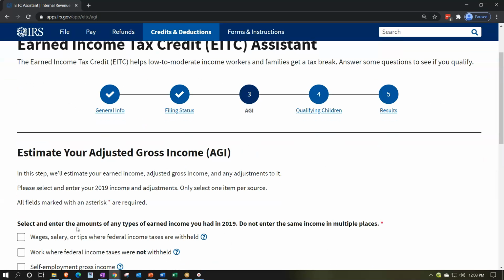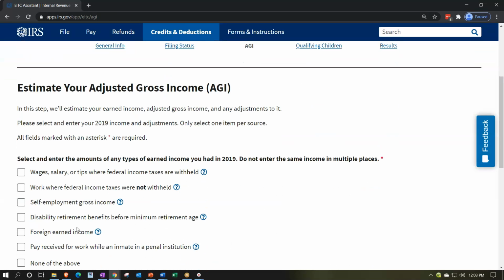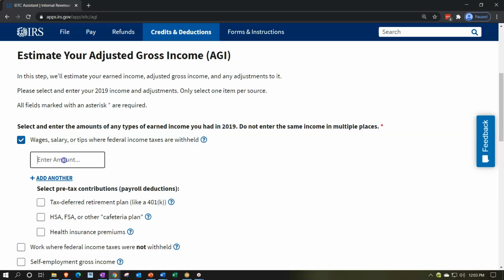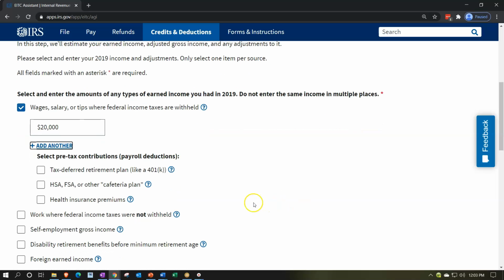Let's see what else we got. It says, in this step, we'll estimate your earned income, adjusted gross income, and any adjustments to it. Please select and enter your 2019 income and adjustments. Only select one item per source. So we're going to say wages, salaries, and tips. I'm going to say they are 20,000. So 20,000 in wages, salaries, and tips.